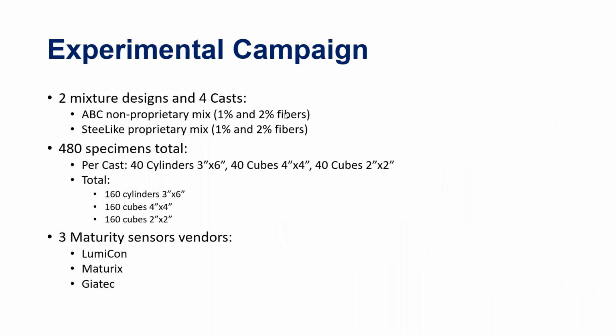So in our experimental campaign, we used two different types of UHPC. Each one of them, we used with 1% and 2% steel fiber, just to generalize more casts or more mixes. So we have basically 4 different casts. From each one of them, we got 40 cylinders, 3x6, 40 cubes, 4x4, and 40 cubes, 2x2, so 120 per cast, which gives us 480 total specimens.